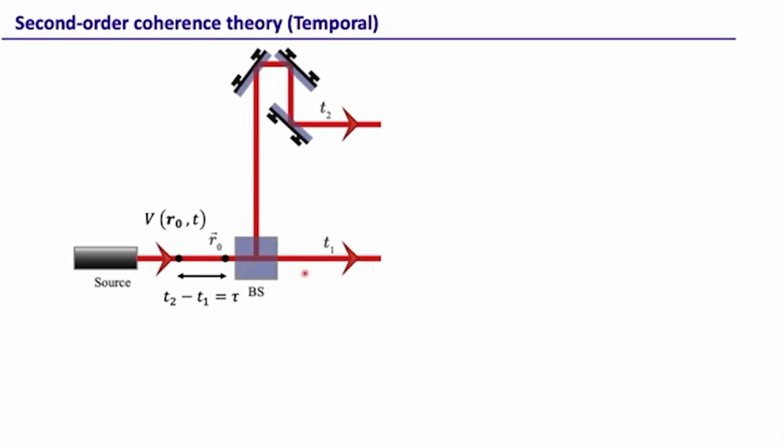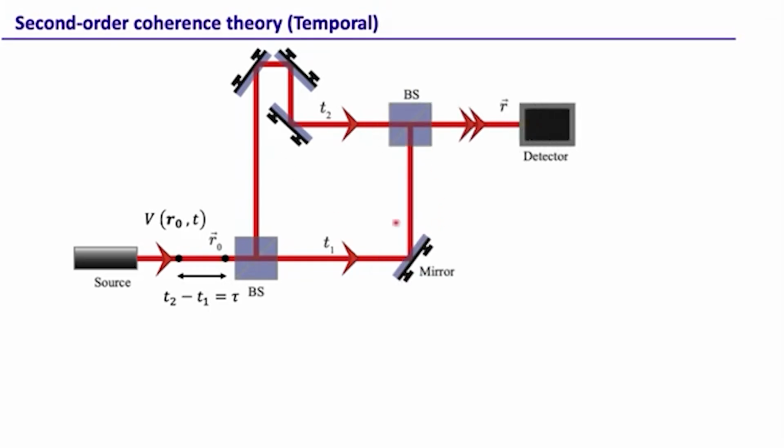So we have made 2 copies of this beam, and then we combine these 2 fields at another beam splitter. Of course, part of it goes through the other port of the beam splitter, but we are not talking about that. We are just looking at what comes into this port. So this field goes like this, and part of it comes this way, this field goes like this, and part of it comes this way.